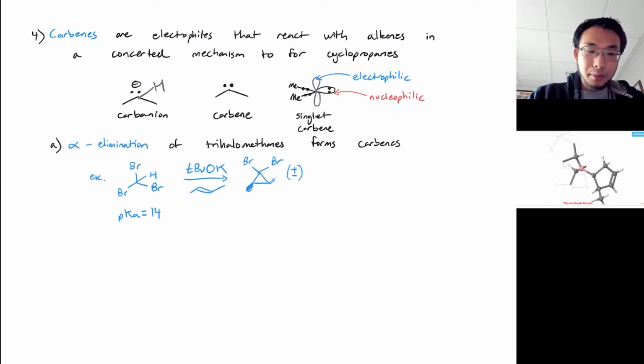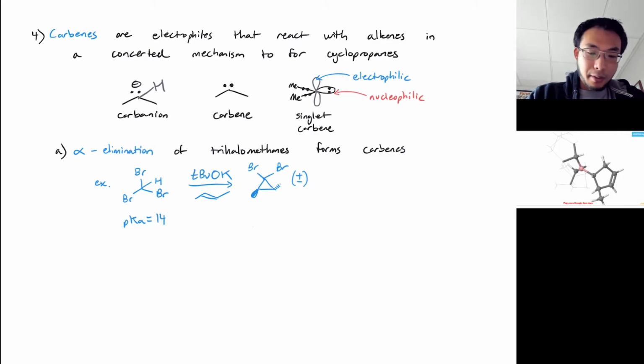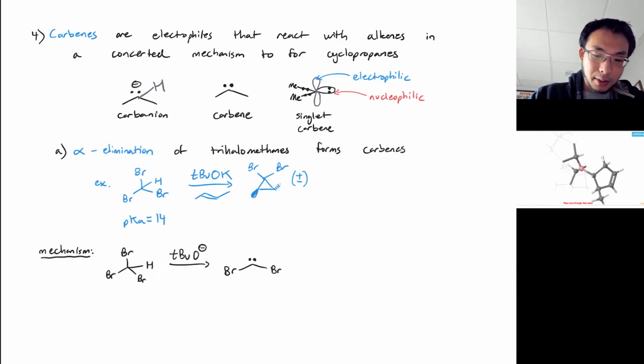So a first example of such a reaction would be what's called the alpha elimination of trihalomethanes to form carbenes. A reaction might look like this one here, where we're using tribromomethane, which has a surprisingly low pKa, just 14. And if we use tert-butoxide here as base, we can deprotonate this hydrogen, form a carbene, react with an alkene, overall getting us to this dibromocyclopropanated product.